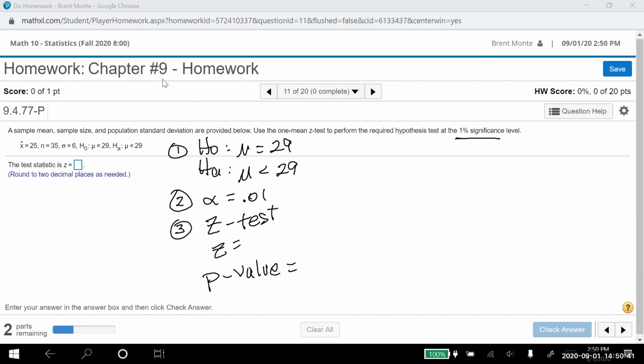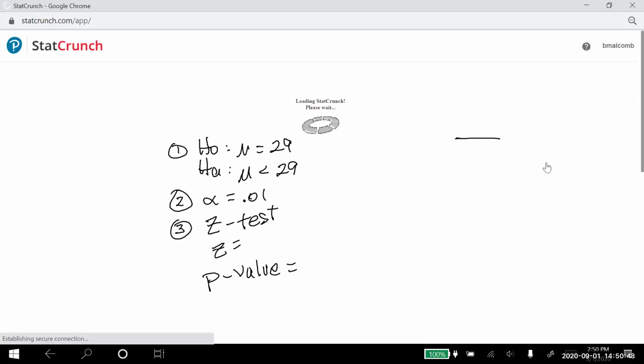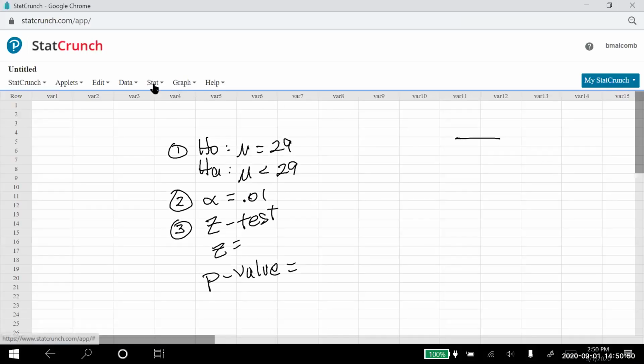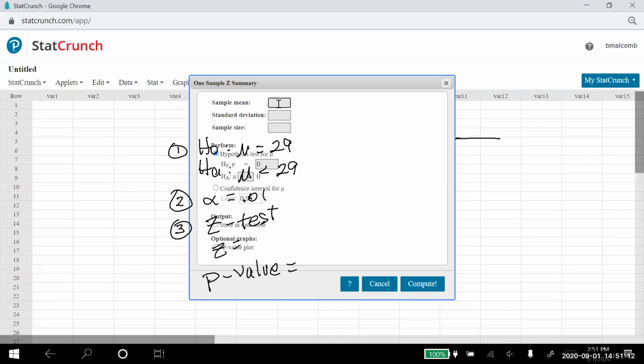So let's do this. I'm going to go to question help and pull up StatCrunch. Okay, so I go into Stat, Z Stats, One Sample, because I'm doing a z-test, one sample. There's only one sample that I'm doing here. One population is being tested, and I have the summary. I don't have all the individual data pieces. They told me what x bar was, etc. And so I'm going to go there. I'm going to pull that out. I need the mean, the standard deviation, and the sample size.